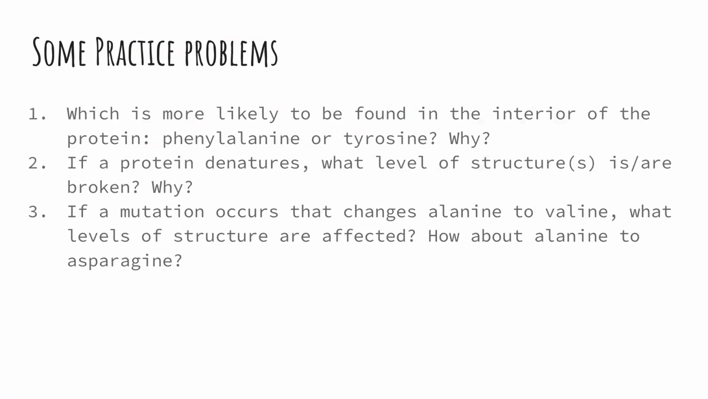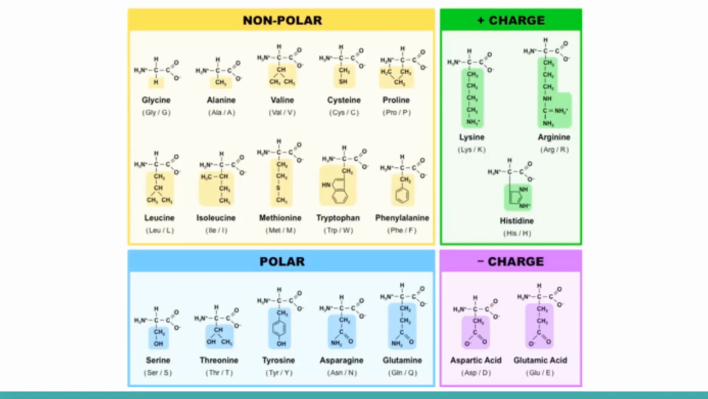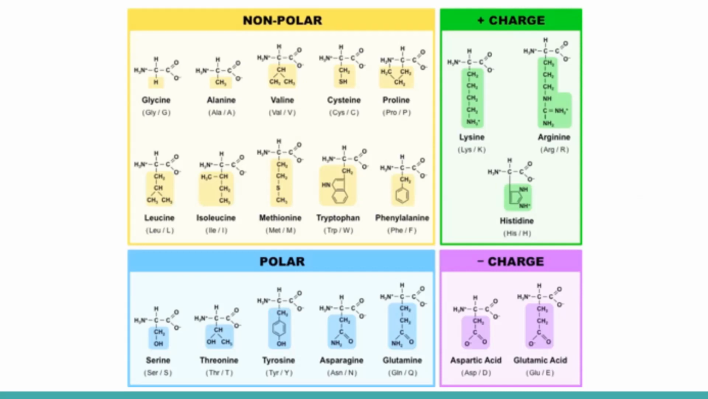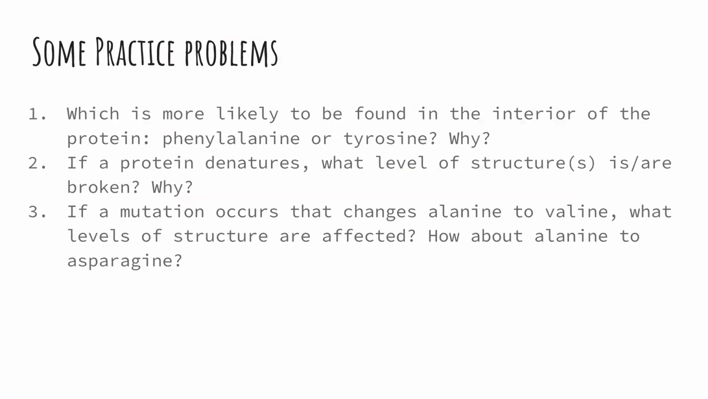Okay. So we got some practice problems for you guys, just three of them. I don't want to keep you here too long. Which is more likely to be found in the interior of a protein, phenylalanine or tyrosine, and why? Anybody brave? Phenylalanine would be more towards the interior because it's non-polar, so it's hydrophobic. Tyrosine is more on the outside where it's exposed. Good answer. Yeah, you're right.